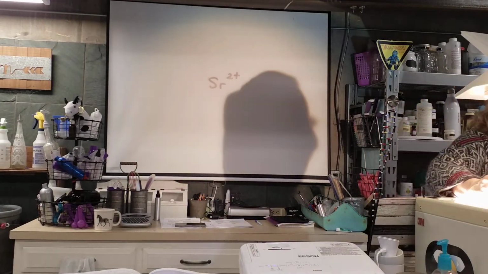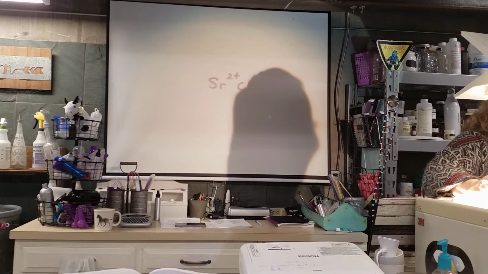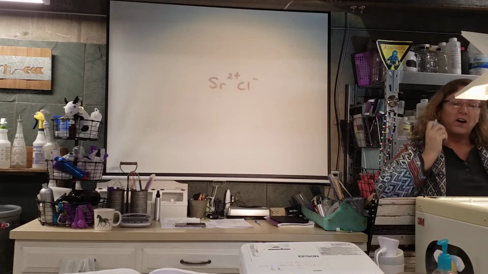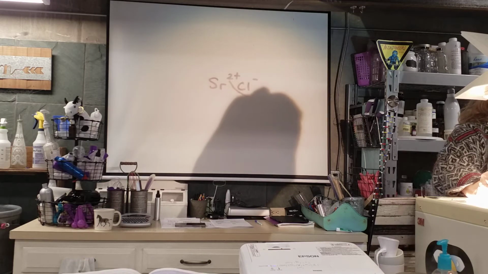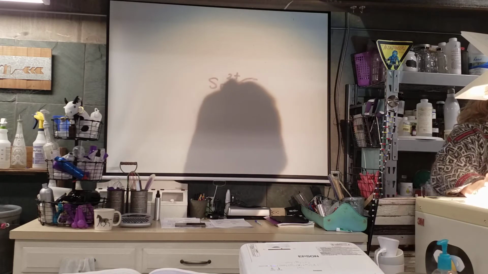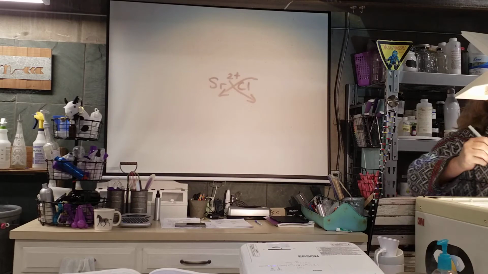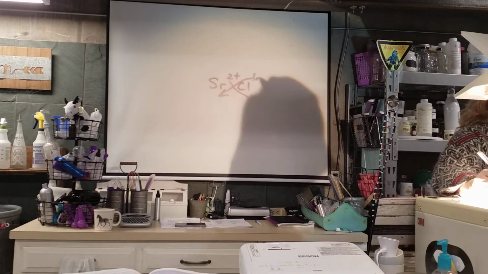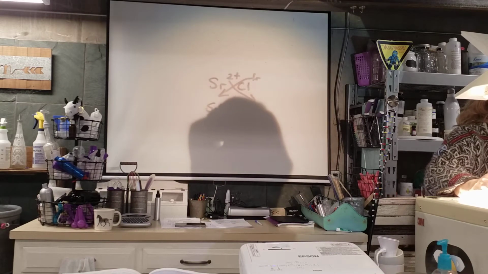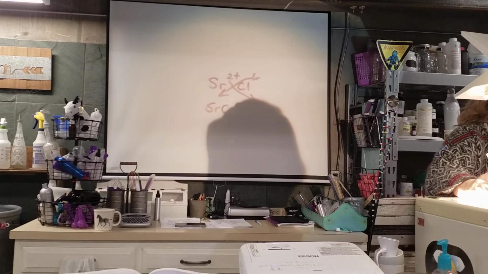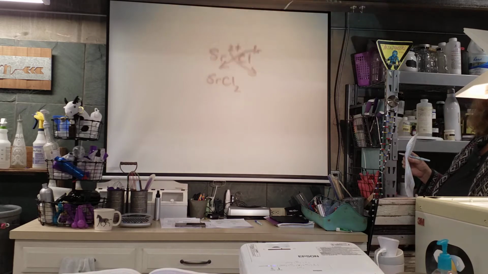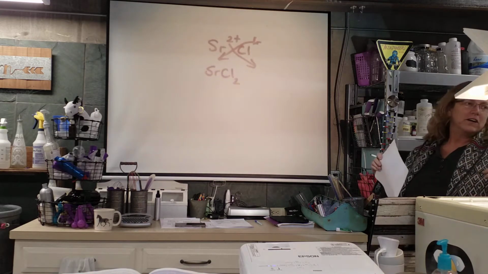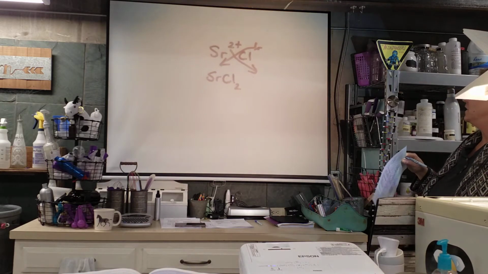And chloride has a Cl minus. To make the molecular formula, I'm going to crisscross. Remember, this is a 1 minus. I get strontium with a 1, don't write the 1, and chloride with 2. You guys got that? Crisscross if your charges are not equal.